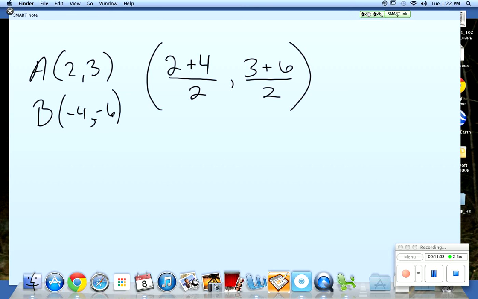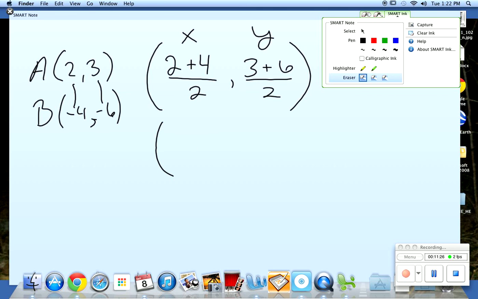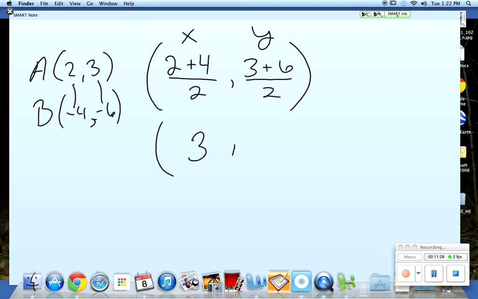These are my X's, these are my Y's. And I can come up with my center point. What's my center point on this? 3? Yeah, I suppose it is 3, isn't it? No. Three and what? 4.5? There's my center point. You guys good with that? It's good.